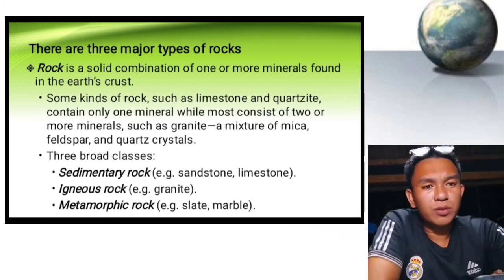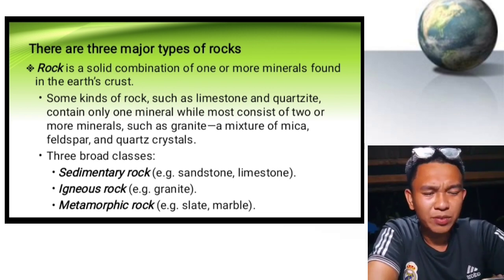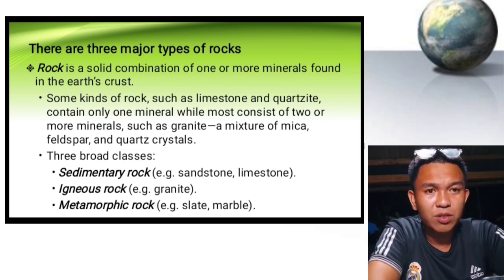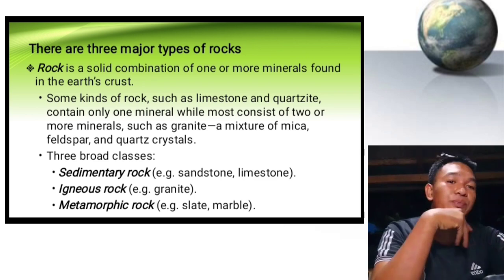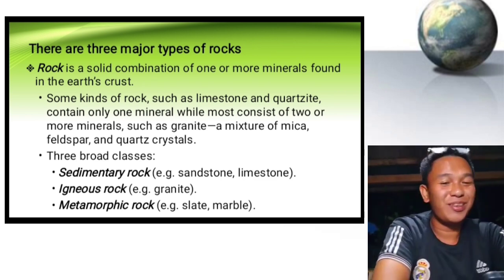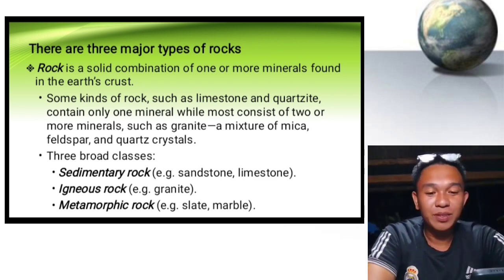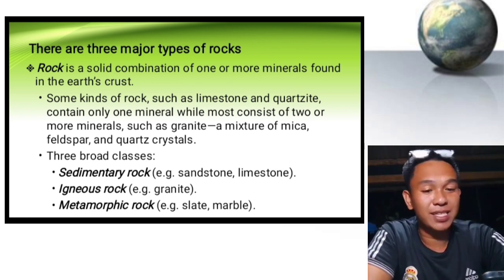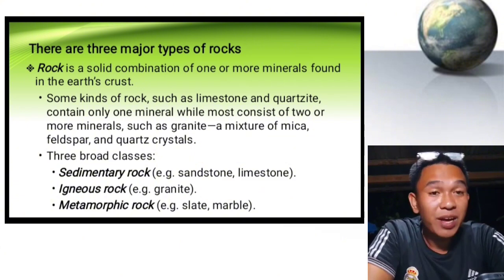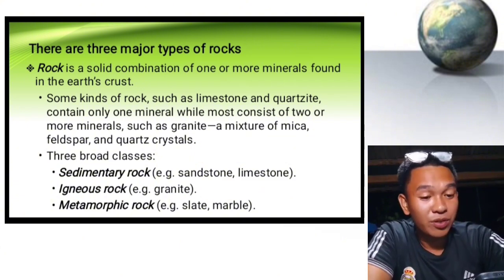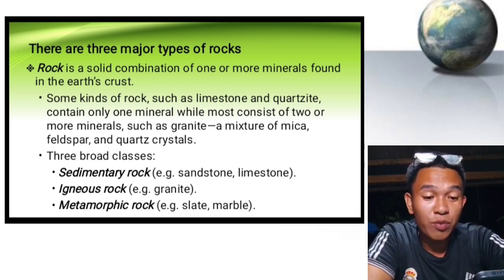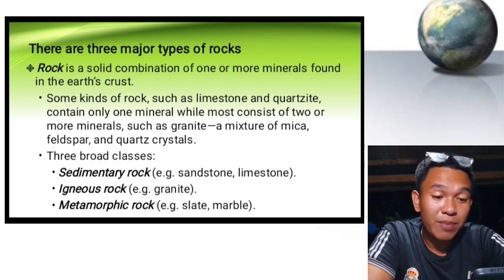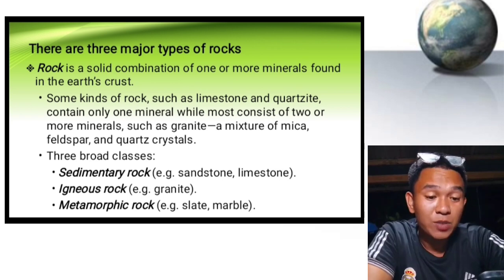And let's talk about the main topic, the three major types of rocks. But before that, let's talk about what a rock is. Rock and roll? No. By the way, back to topic. Rock is a solid combination of one or more minerals found in the Earth's crust. Some kinds of rock, such as limestone and quartzite, contain only one mineral, while most consist of two or more minerals, such as granite, a mixture of mica, feldspar, and quartz crystals.